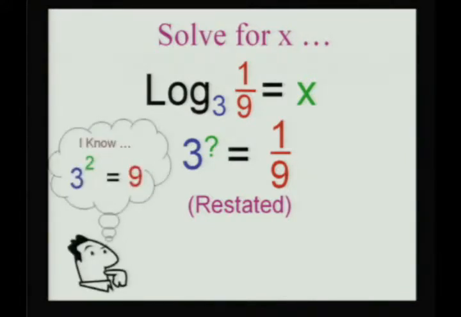I know 3 to the 2nd is 9, but I don't want 9. I want 1 over 9. So I need -2. So 3 to the -2, and that was the answer. Okay, remember that negative exponents mean reciprocate.